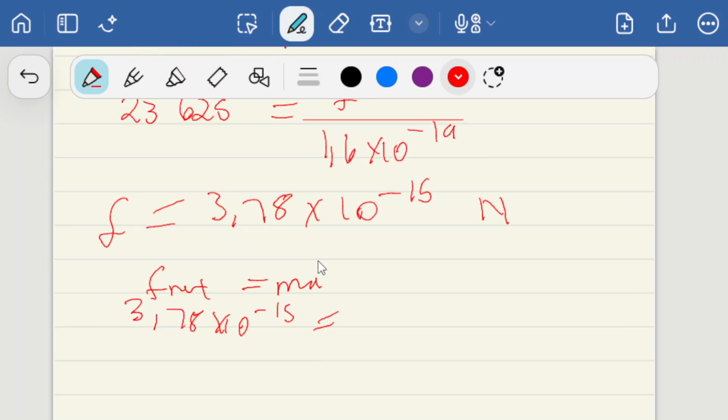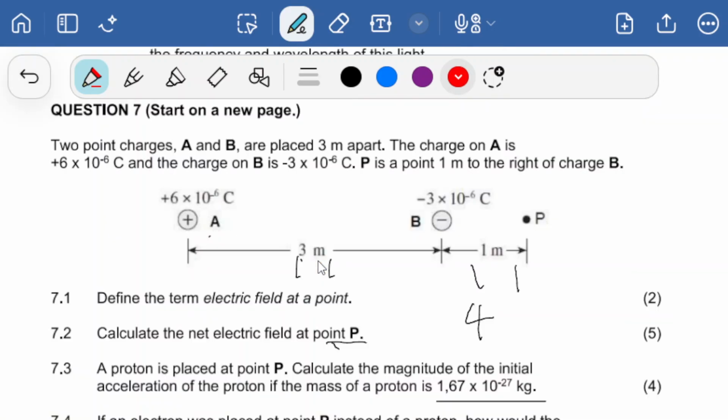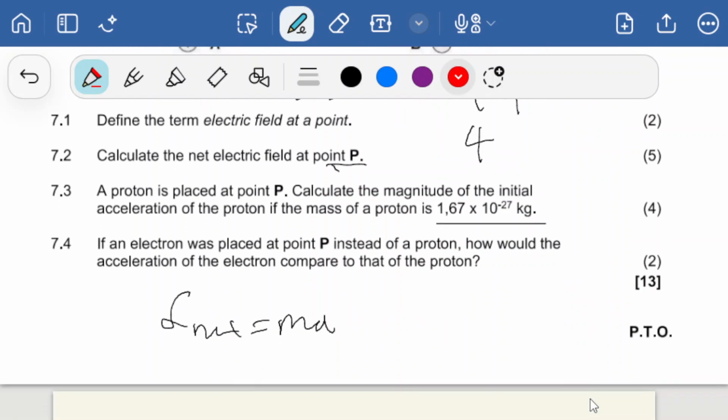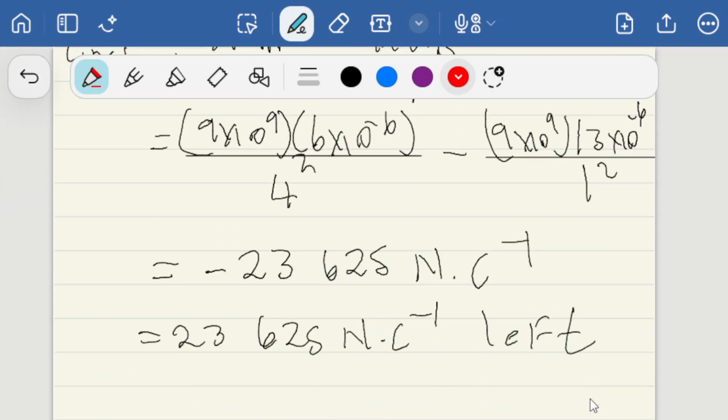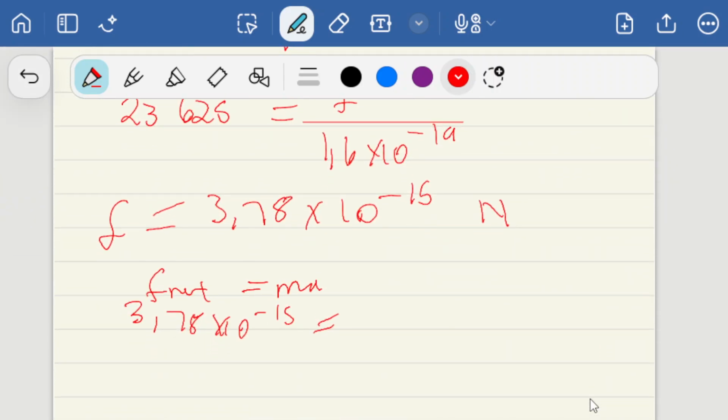The mass of a proton they gave us, but again, 1.67 times 10 exponent of minus 27. We want to get it from the question. So it is 1.67 times 10 exponent minus 27. Then acceleration, we don't know it, so we put it aside.